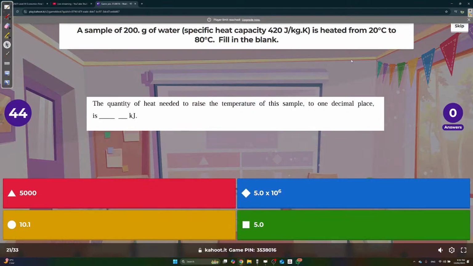Okay, a sample. What is the quantity of heat needed to raise the temperature of the sample?